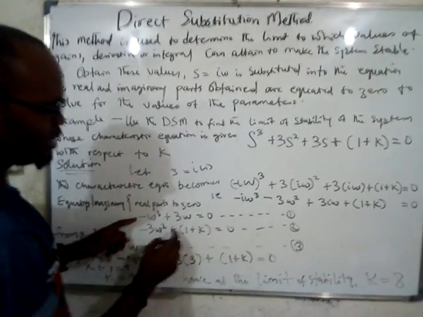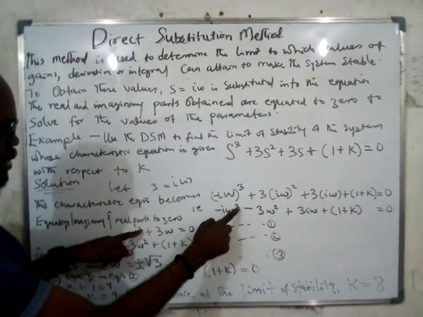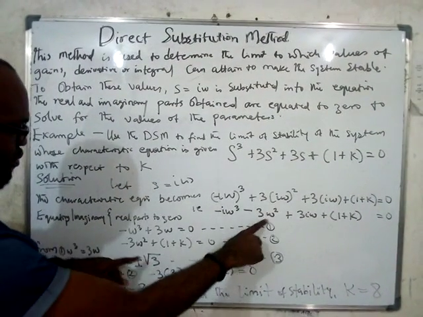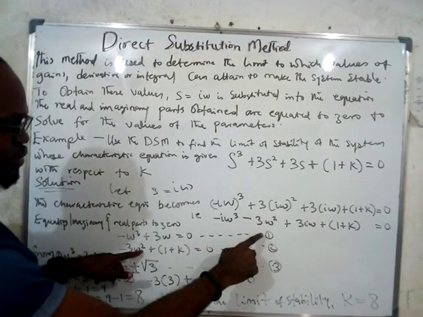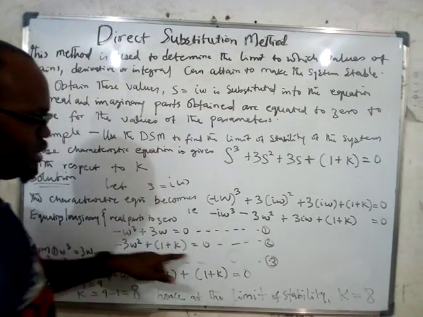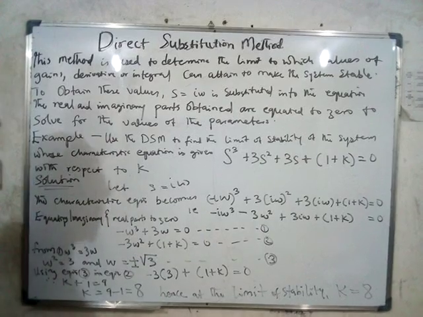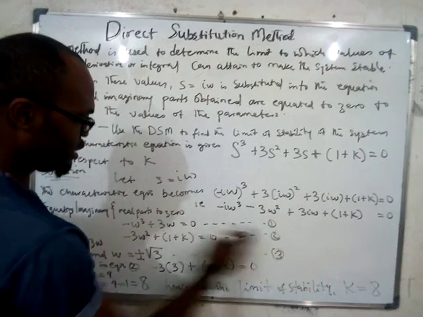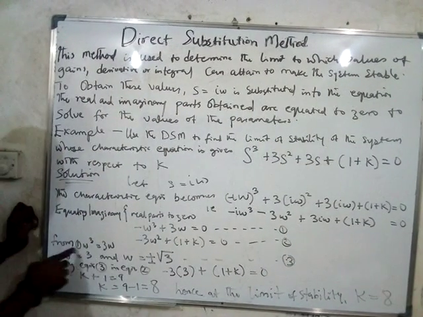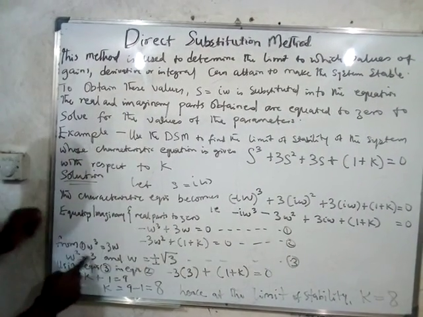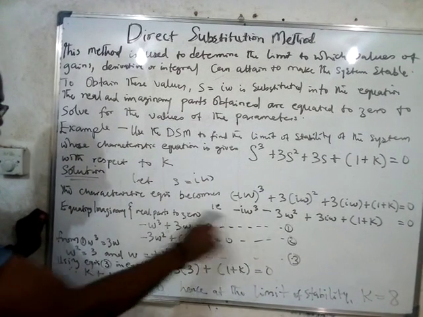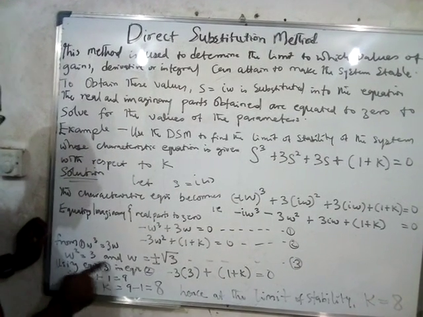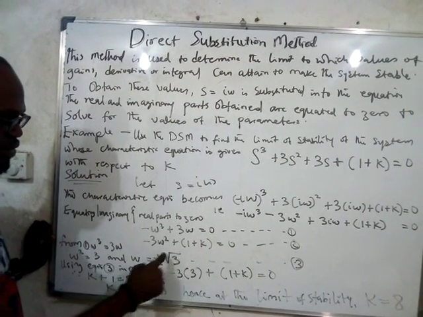So represented here, removing the i, you have w cubed plus 3w equal to 0. Then the ones that don't have i, bring them: minus 3w squared plus 1 plus K equal to 0. So you equate the two of them to 0. Then you solve down. Now, if you are calling this equation 1 and this one equation 2, from equation 1, from this very equation, you can say that w squared, take this one to the other side, negative cancels negative, you have w squared equal to 3. So that w is equal to plus or minus root 3.